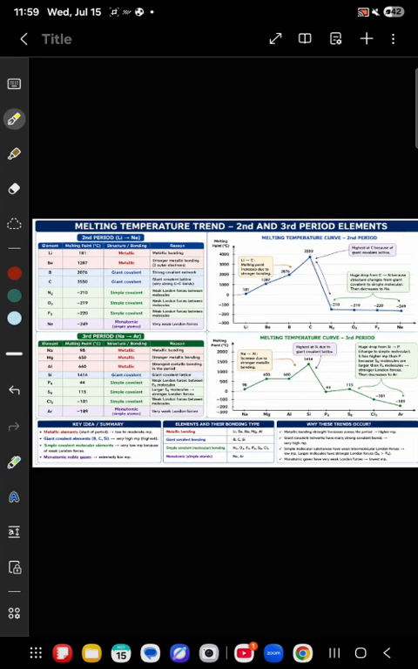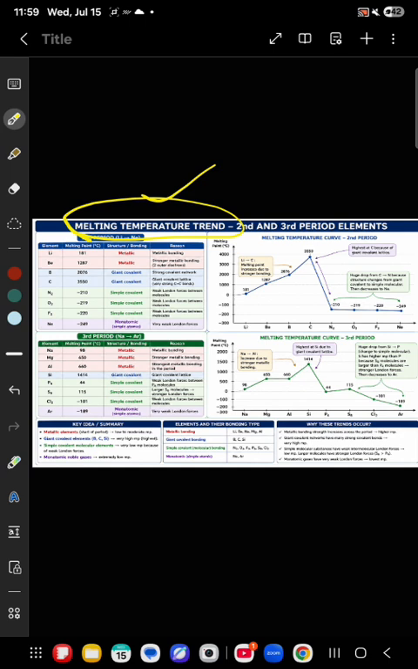So let's crack the concept of melting temperature trend. In periodicity, the trend of melting temperature is very important, and students make mistakes while solving these questions. They get confused because in our past papers we can see that many times the examiner has taken the question from the melting temperature, like which element has the highest temperature in period 2 and period 3.